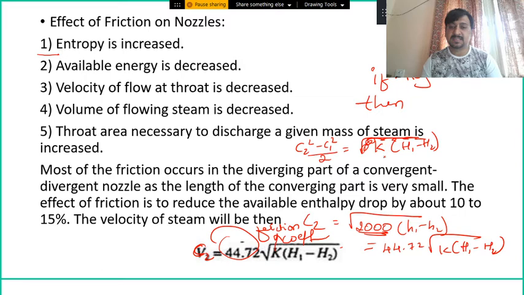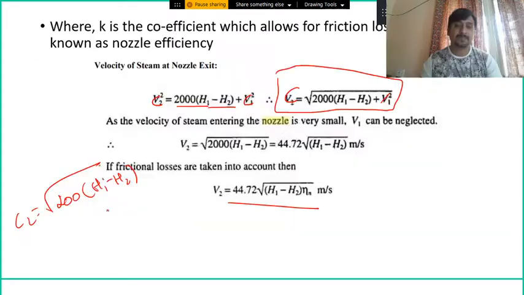Generally, you have to consider this equation: C2 is equal to root of 2000 (H1 minus H2) plus C1 square. This has to be considered, otherwise we cannot go through the problems. This is the important thing you should know: the velocity at the exit is root of 2000 (H1 minus H2) plus C1 square.